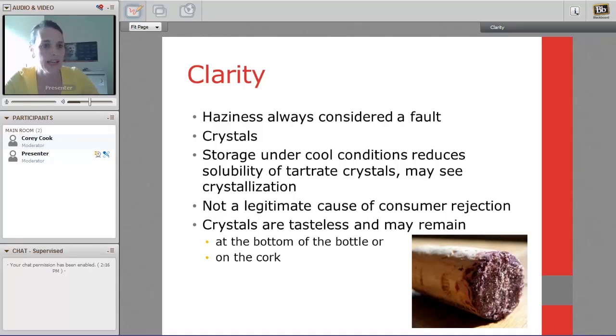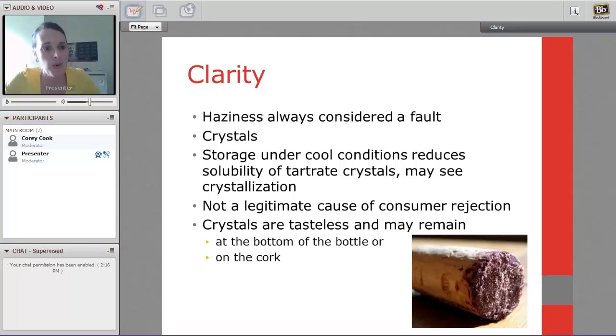So as I've just said, haziness is always considered a flaw, but crystals are not. So generally, storage under cool conditions reduces the solubility of the tartrate crystals, which are in the wine, and you can see crystallization. In the bottom right diagram, you can see the crystals that are formed on the cork, and you may have seen that before. These crystals are formed when the tartaric acid in the wine combines with potassium in the wine under cold temperatures to form a salt, potassium bitartrate, and those are the crystals that you end up seeing.